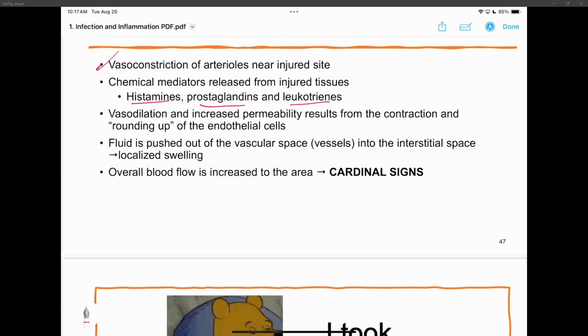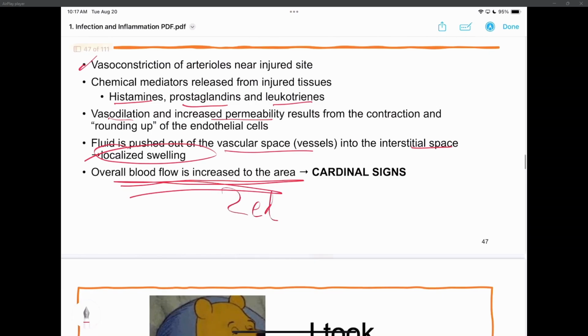We get vasodilation and increased permeability within the area of the injury. So the vessel gets bigger, with increased permeability, so that we can get things moving. Fluid is pushed out of the vascular space into the interstitial space. Again, that's the localized swelling that occurs. And blood flow is increased to that area, and that causes the redness. Because there's more blood in that area, more red blood cells gives you that red color.